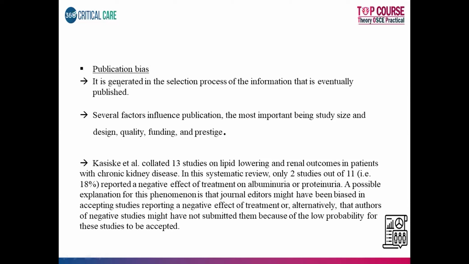So next would be the publication bias. So what is publication bias? It is generated in the selection process of information that is eventually published. So it depends on several factors, like what is the study size, what is the design, what is the quality, who is funding, and the prestige also. So example for this would be, so Kaczynski et al. has collated 13 studies on lipid lowering and renal outcomes in patients with CKD.